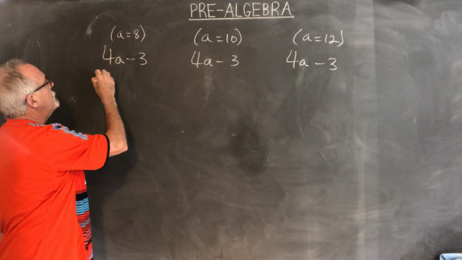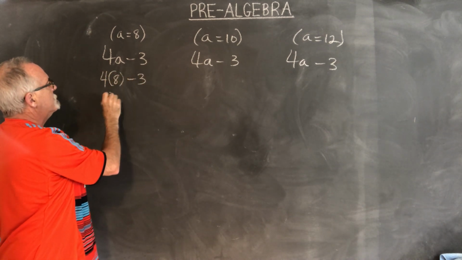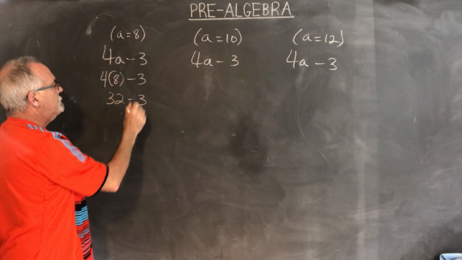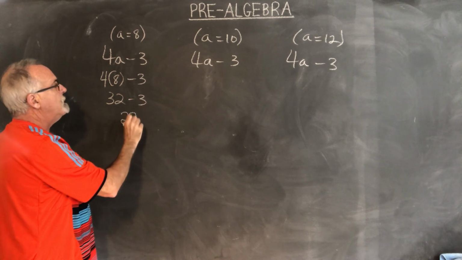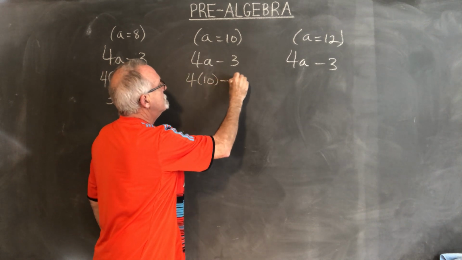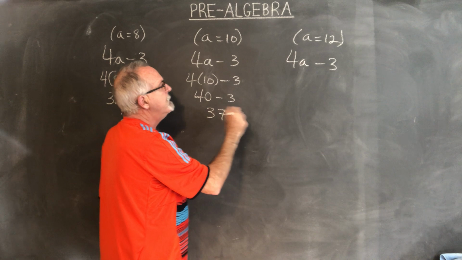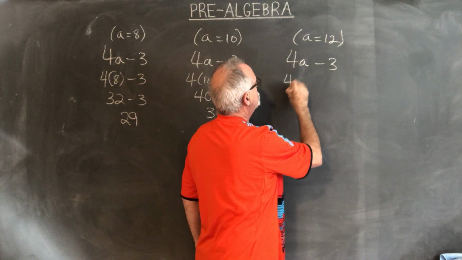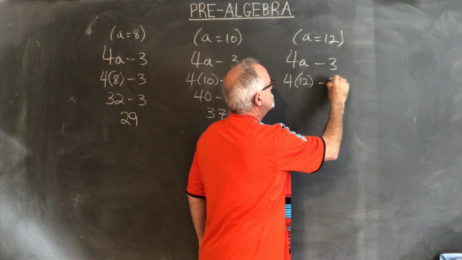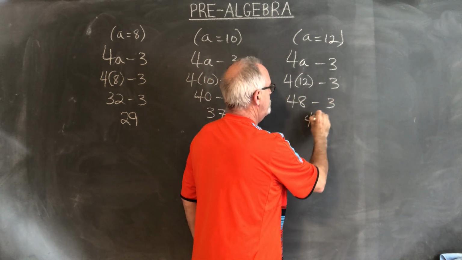Okay, so if a is equal to 8, we have 4 times 8 minus 3. 4 times 8 is 32, so we have 32 minus 3. 32 minus 3 is equal to 29. If a is equal to 10, 4 times 10 minus 3, which is 40 minus 3, which is 37. And if a is equal to 12, 4 times 12 minus 3, which is 48 minus 3, which is 45.